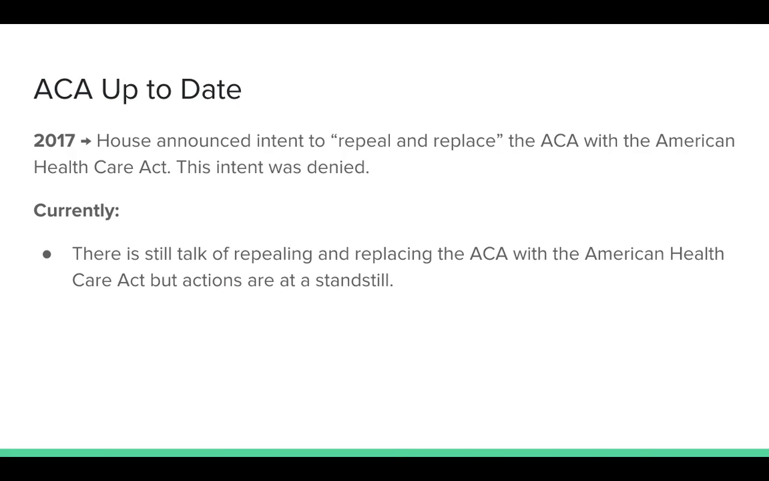Okay, so where is the Affordable Care Act right now? So as we stated earlier, in 2017, the House announced its intent to repeal and replace the Affordable Care Act with what's called the American Health Care Act. This intent was denied. This was an action taken by our current president, Donald Trump. So there is currently still talk about repealing and replacing the ACA, but the actions are currently at a standstill. So the ACA is still in action right now.